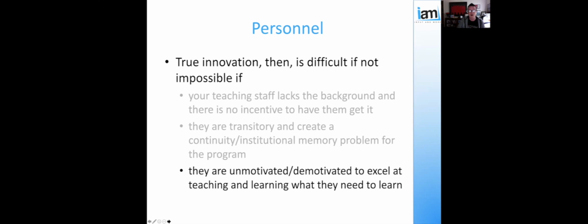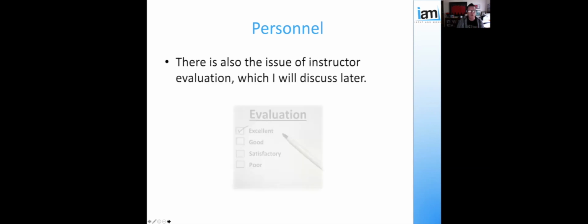So true innovation is difficult, if not impossible, if your teaching staff lacks the background and there's no incentive to have them get it. They are transitory and create a continuity and institutional memory problem for the program. And again, I hate to use the word problem, but I can't think of a more neutral word to use. They are unmotivated or demotivated to excel at teaching and learning what they need to learn because their programs put so much work on them that they have to be graduate students first and teachers second. There is also the issue of instructor evaluation, which I'm going to touch on a little bit later, that has an impact on how we innovate.